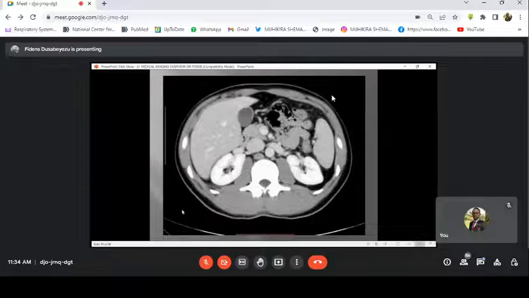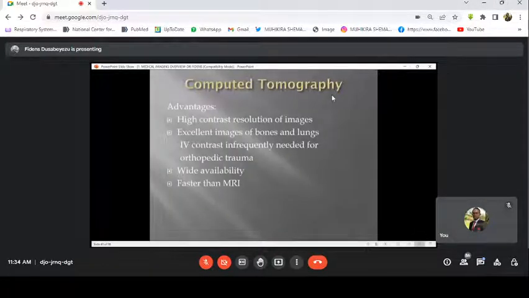All right. So, advantages of CT scan. First, number one, it has high contrast resolution of images. That one you understand. The difference between high contrast resolution and spatial resolution, I will ask that question.